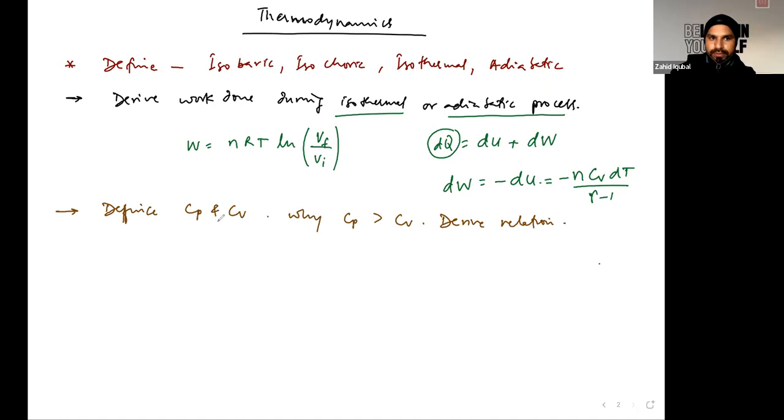I'd explain you these two terms. CP is molar specific heat at constant pressure, and CV is molar specific heat at constant volume. So the relation is CP minus CV is equals to R. That is Mayer's relation. You'll be asked to derive this particular part. Next, why CP is greater than CV. Atif, do you have any idea why CP is greater than CV? I had explained you.